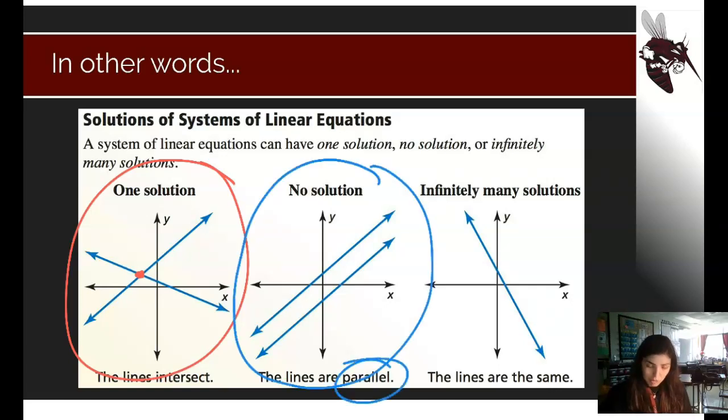Now the second option is that the students notice that the lines never intersect. They are what are called parallel, which we've talked about before. And parallel lines do not intersect. They will never intersect. So they have no solution. They have no intersection point.